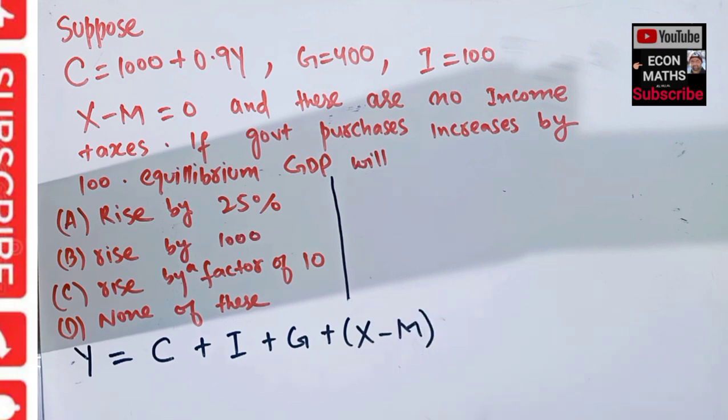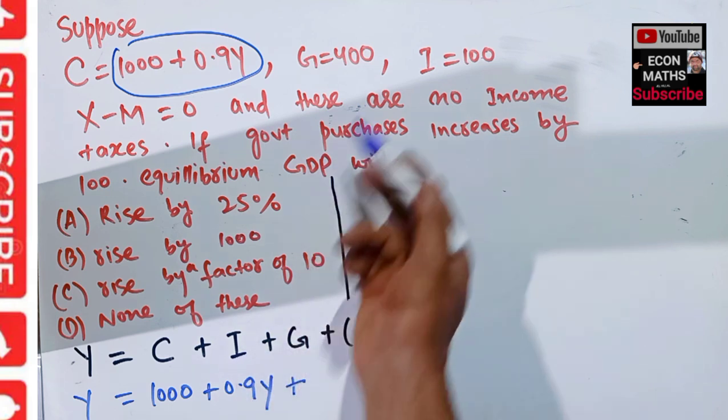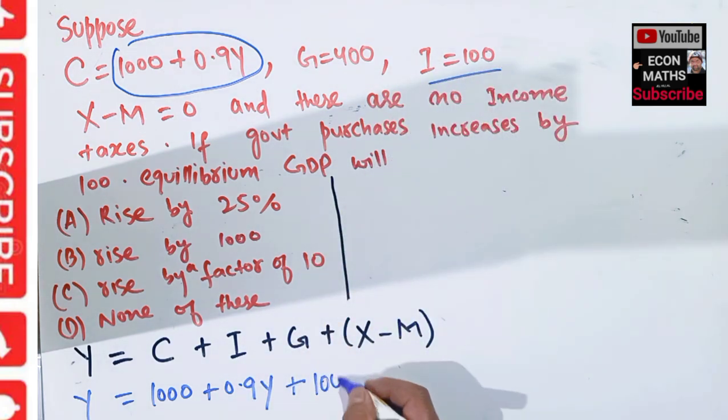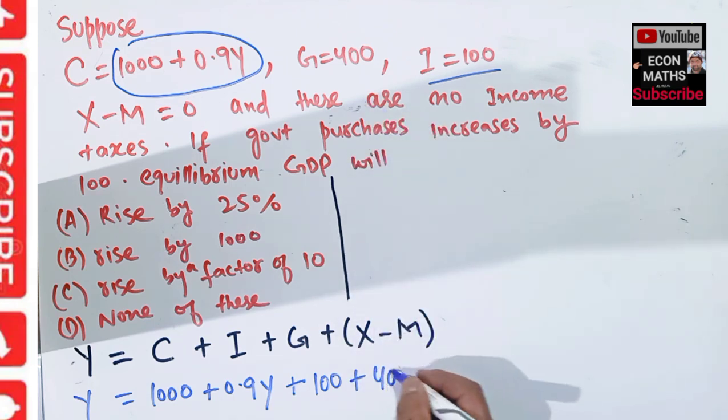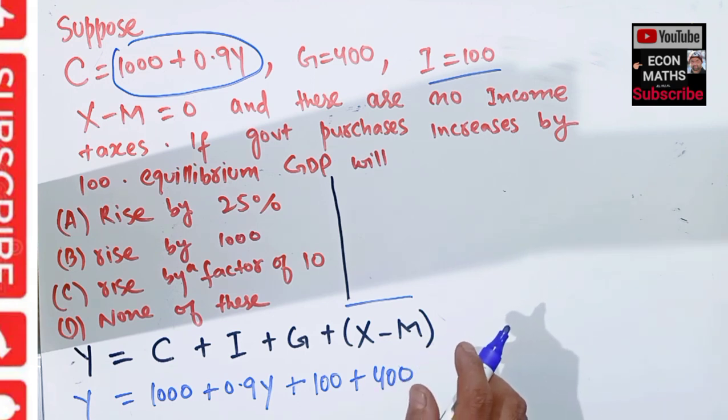What we are being given here is this consumption function. So in place of C I can write, that means our Y will be equal to 1000 plus 0.9Y. First we need to find out the equilibrium level of income before the increase in government expenditure. Plus investment is given as 100, government expenditure is 400, net exports is 0, so we write 0 here.